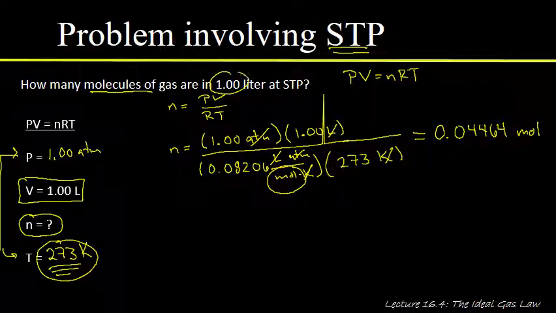Okay, our data are given to us in 3 sig figs, so we should round that to 3 sig figs. But of course the question is asking us for molecules and not moles. So we need to do one more step. We need to figure out how many molecules there are in 0.04464 moles. We'll need Avogadro's number for that.